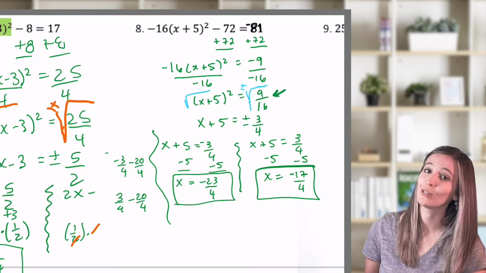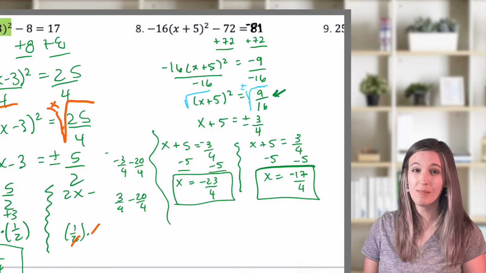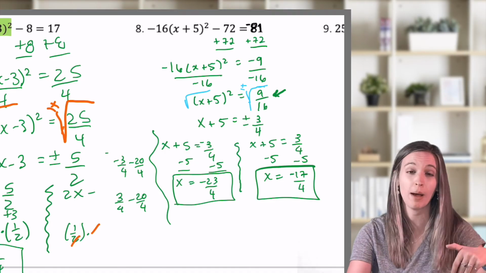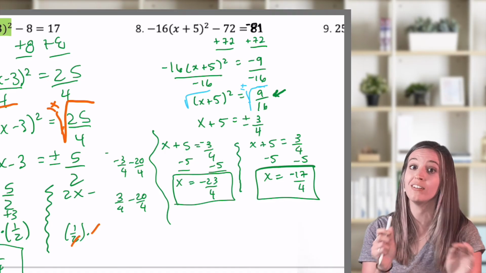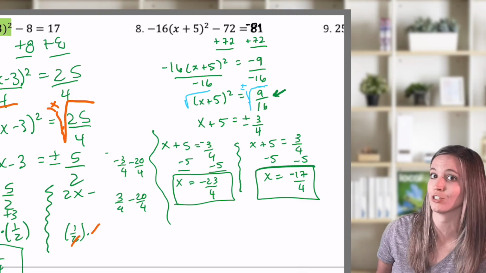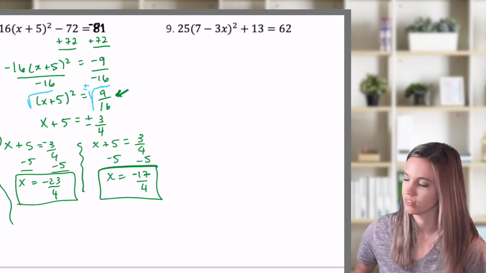Did you get x equals -23/4 and x equals -17/4? Really be careful, right? After I square rooted that fraction, I square rooted the numerator and denominator, then I split into my 2 equations and solved carefully, using that side note to help me add and subtract those fractions. Okay, last one, test yourself. You can do this.